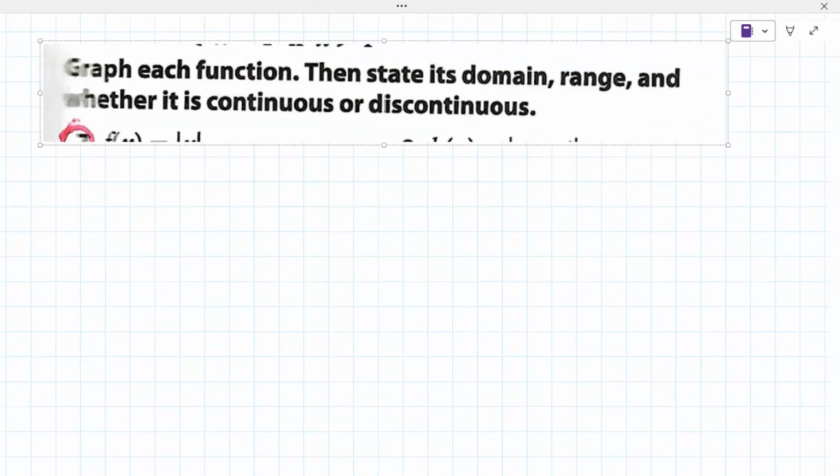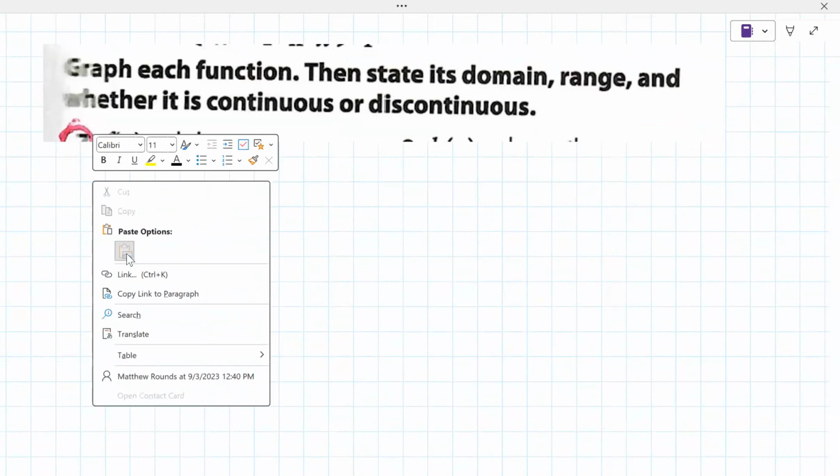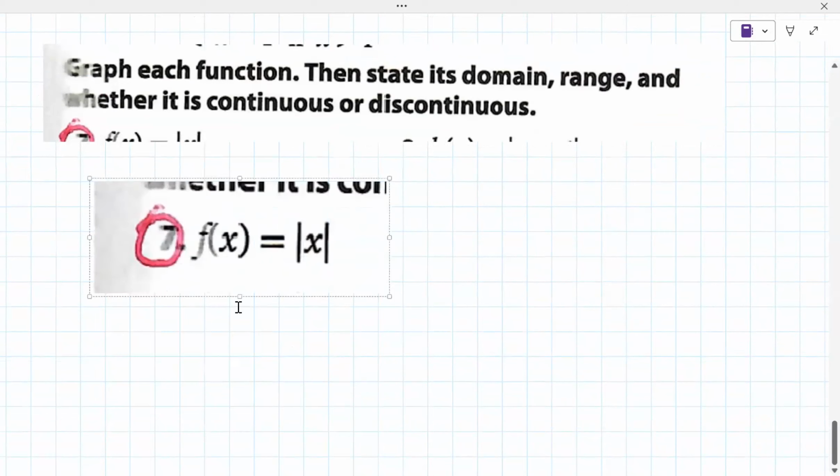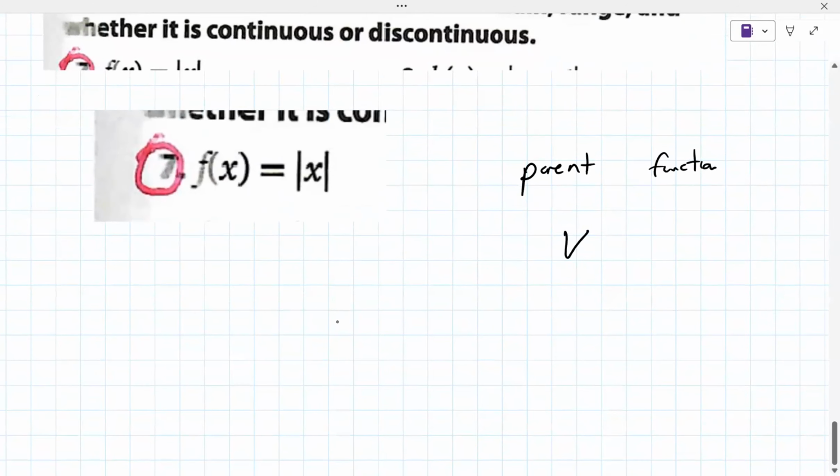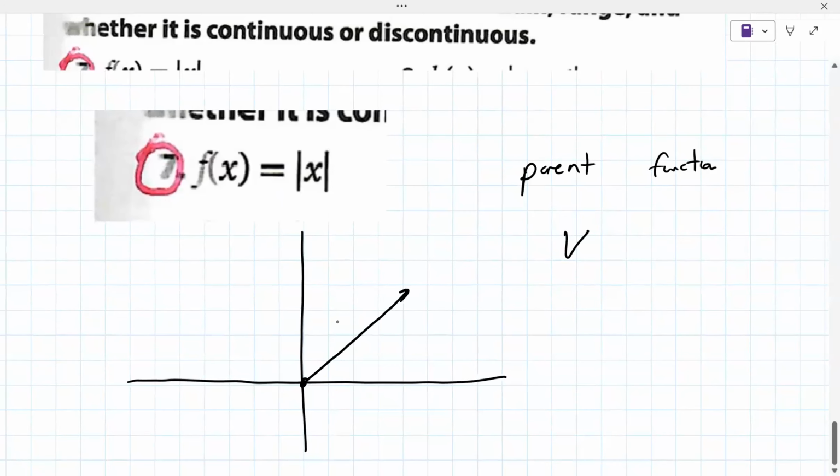All right, so number 7 is f of x equals the absolute value of x. This is a parent function, and it's one that you are supposed to know, meaning you're supposed to have some idea what it looks like without me graphing it first. This looks like a V. If you don't recall, I'll graph it for you. It starts at 0 and goes up and to the right, up and to the left like that. It's got a V shape to it.